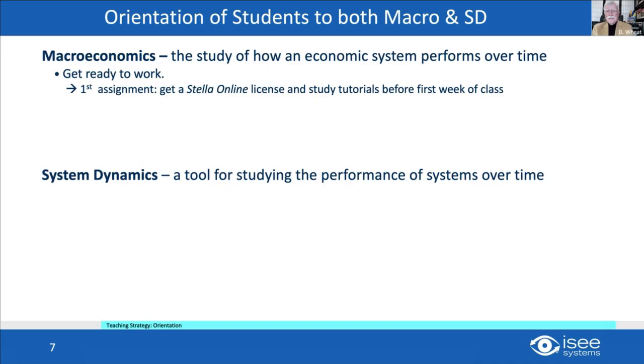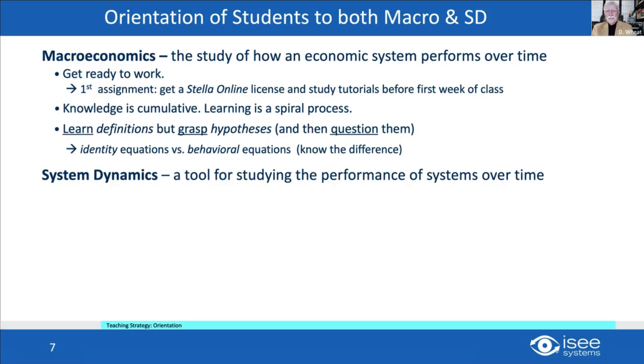Early on, I get them ready to work hard. They have to get their Stella Online license from ISEE Systems even before the first week of class and start studying the tutorials. I emphasize that knowledge is cumulative, that learning is a spiral process, and they're going to see me coming back to topics week after week after week that they probably thought they were through with, because that's the way that most young college students think about learning, I believe. They fail to grasp very quickly that knowledge is cumulative.